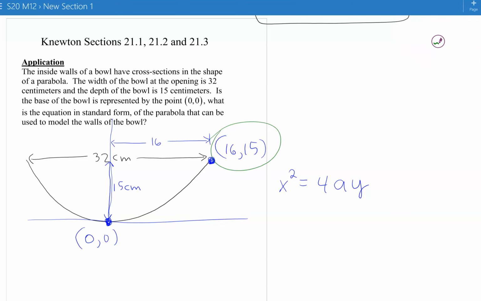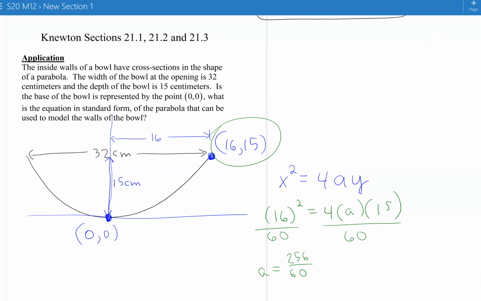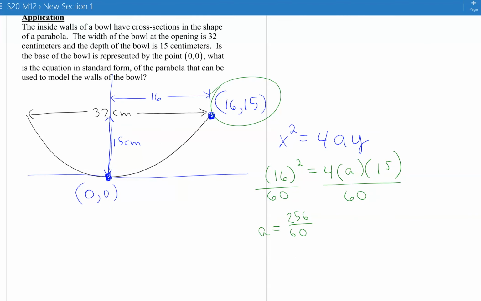So here's our point we know has to be on the graph. So 16 squared equals 4a times 15. So let me divide both sides by 60. And a is going to equal 16 squared, or 256 over 60. And we should reduce that. 128 over 30. 64 over 15. Okay, so that's my a.